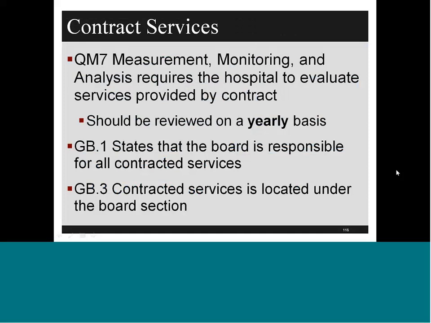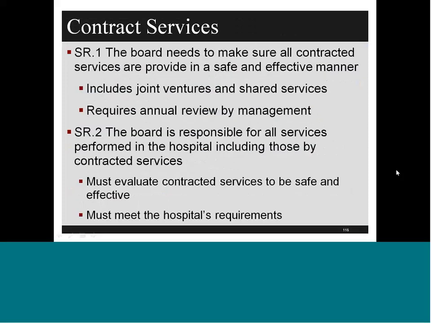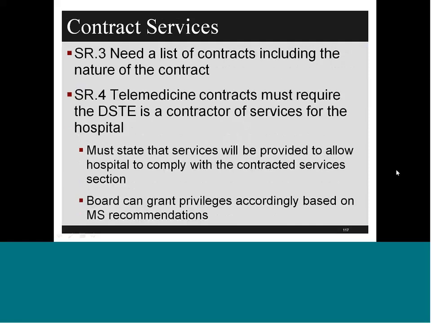So it's clear contracts should be reviewed once a year. The board is ultimately responsible for all contracted services, just like CMS. And remember that it includes joint ventures and shared services because that's what CMS says. You need to have an annual review by whoever is the contract management owner. The board is responsible to make sure that we're doing the QAPI, that we're evaluating those performance indicators. You need to have a list of all contracts and, again, have them in one place.